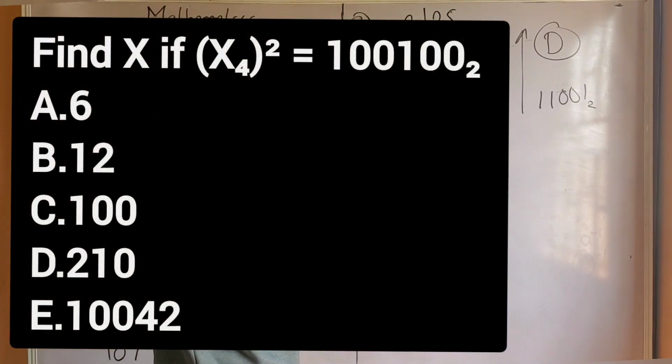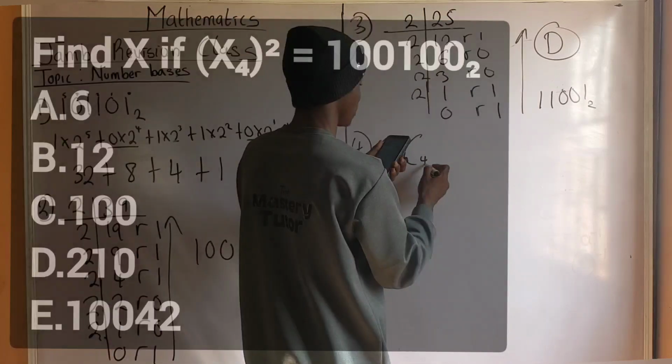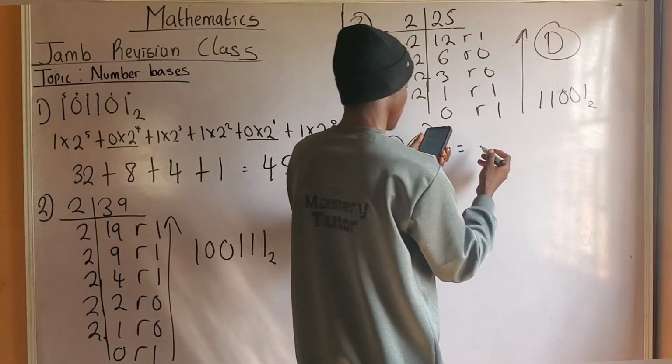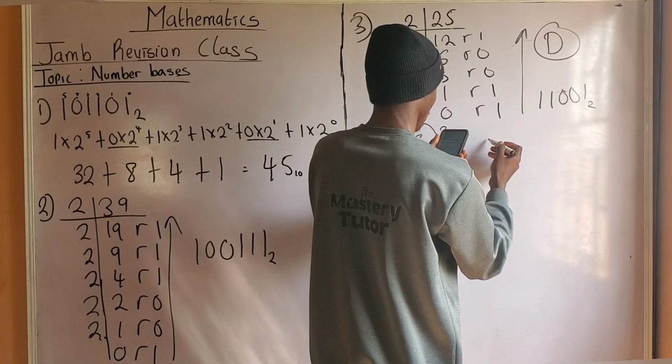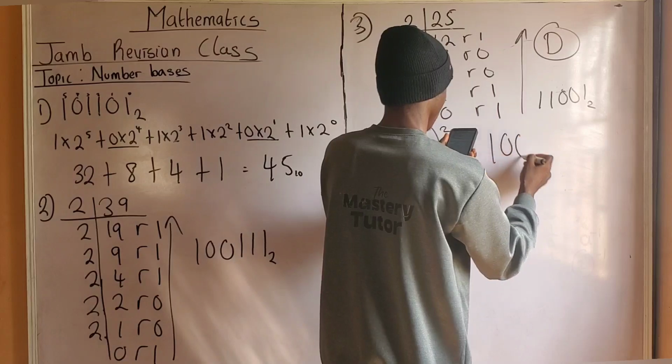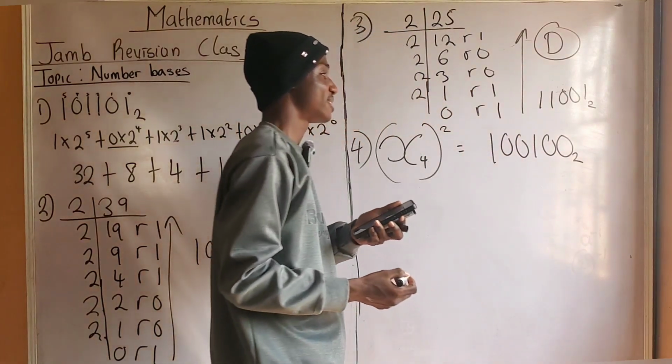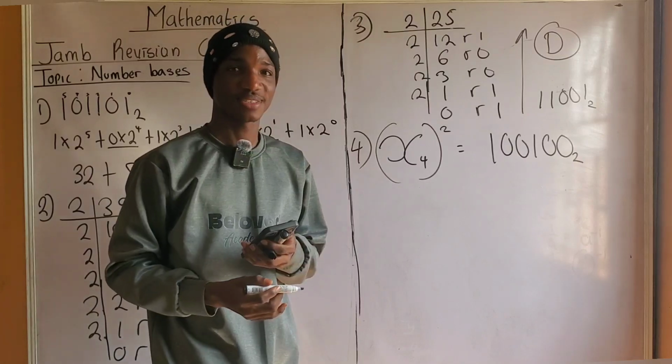Find x if x base 4 squared equals 100100 base 2. We're asked to find x. x base 4 squared equals 100100 base 2. Okay, now how do we get the value of x?